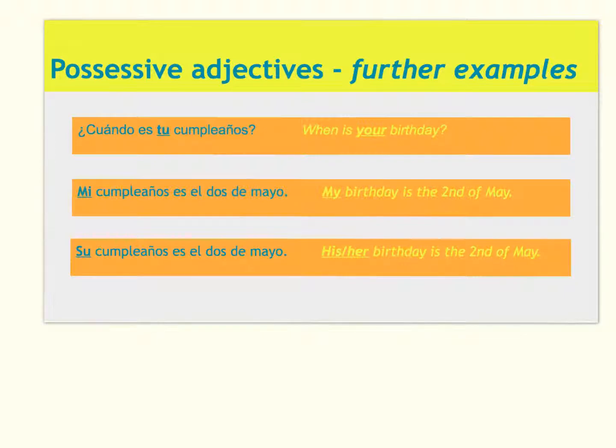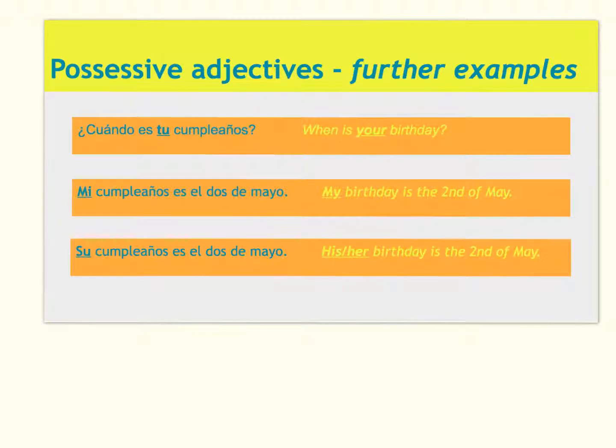We've already seen the questions, when is your birthday? In Spanish, ¿cuándo es tu cumpleaños? And the reply to that question, my birthday is the 2nd of May, mi cumpleaños es el 2 de mayo. Now we can understand the actual function of the words tu, the possessive adjective your, and mi, the possessive adjective my, in that question and its answer.